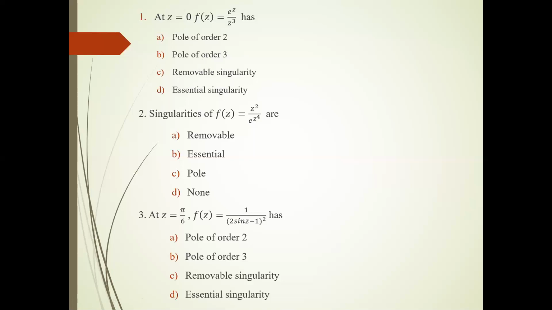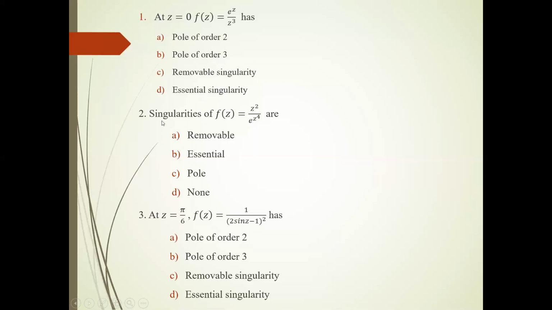Suppose we have function f(z) and z is equal to a is a singular point of f(z). If there exists a positive integer m such that limit z tends to a of (z minus a) raised to m into f(z) exists, then we say that the function has at z is equal to a a pole of order m. Okay, by using the definition, which option is correct? Option 2 is correct. Now move to the second question.